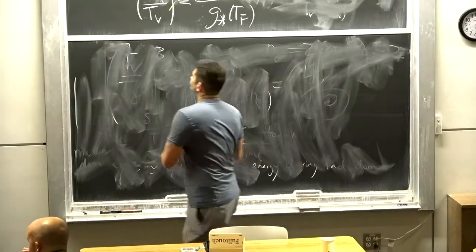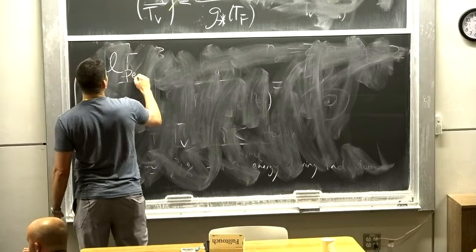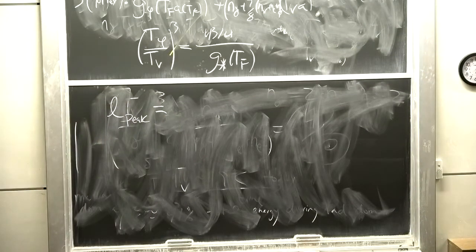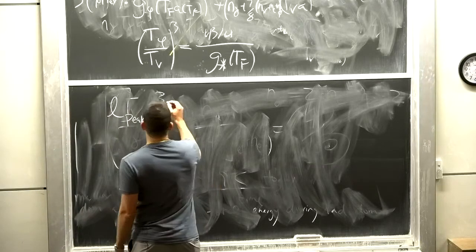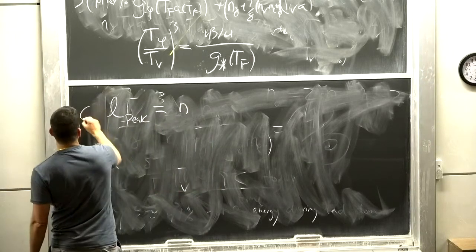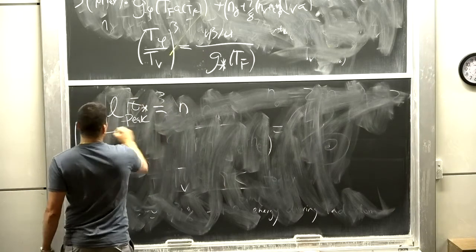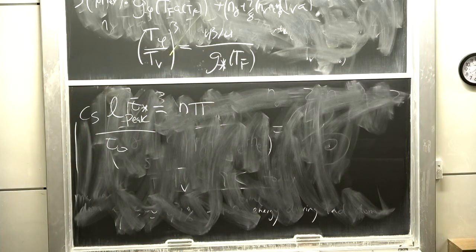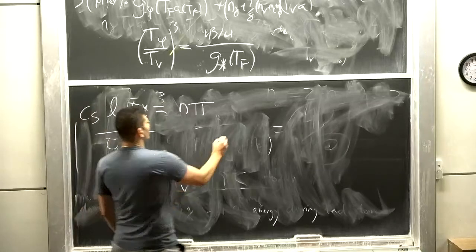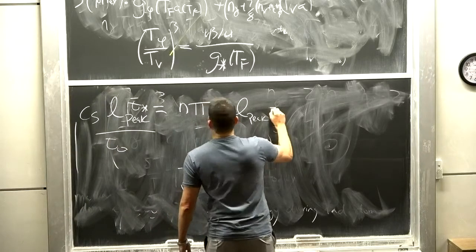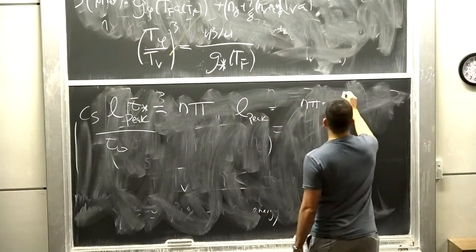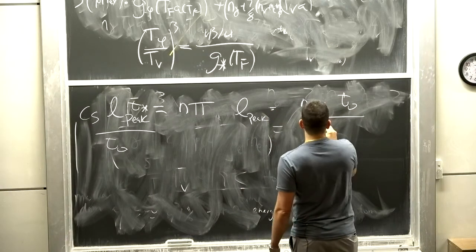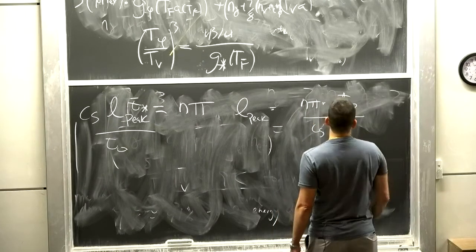So roughly speaking, the peak locations are set by the maxima and minima, or just the maxima, of the cosine squared. So that is when we get this combination, c_s L_peak divided by tau naught is equal to some integer times pi. Or said differently, the peak locations are equal to n times pi times the conformal time divided by c_s times the conformal time at recombination.